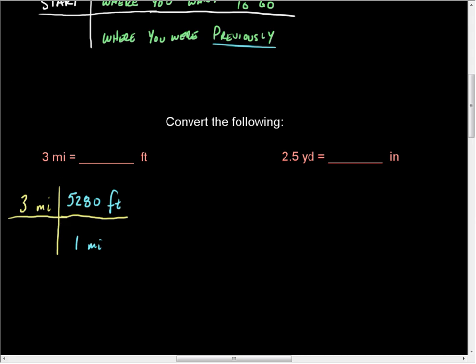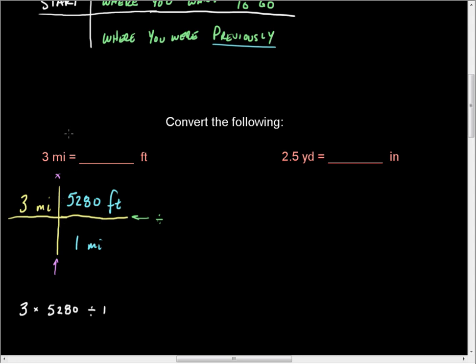Okay, in this case, when I get done with this, then all I have to do is multiply across the top. Whenever I cross one of these vertical lines, I'm going to multiply. Whenever I cross the horizontal lines, I'm going to divide. Okay, and so when I put this into my calculator, I'm going to say it's 3 times 5280 divided by 1.